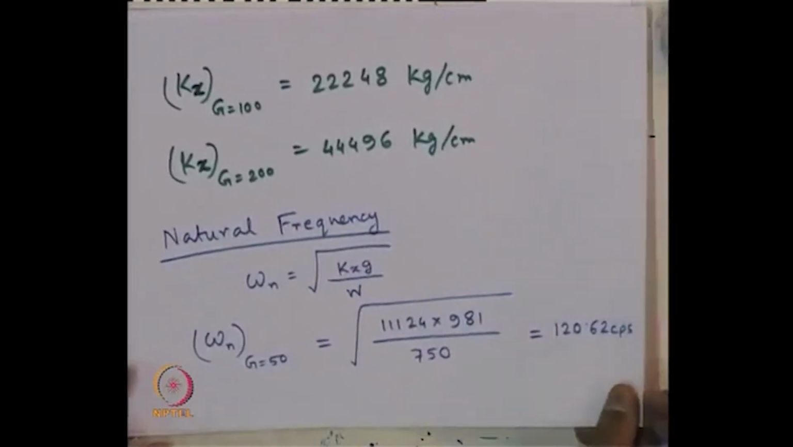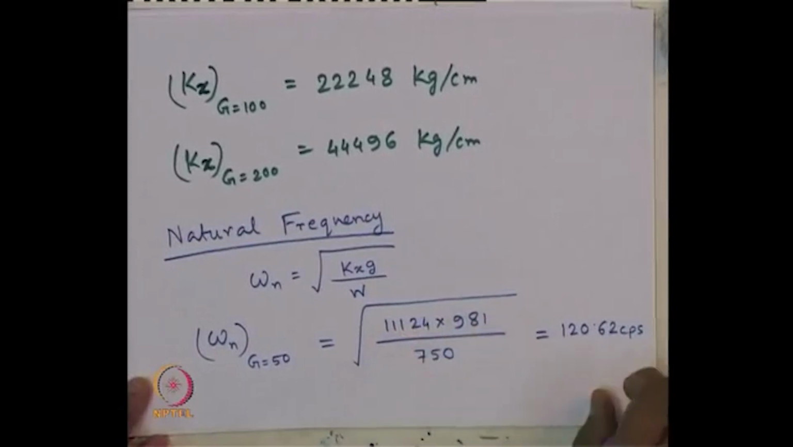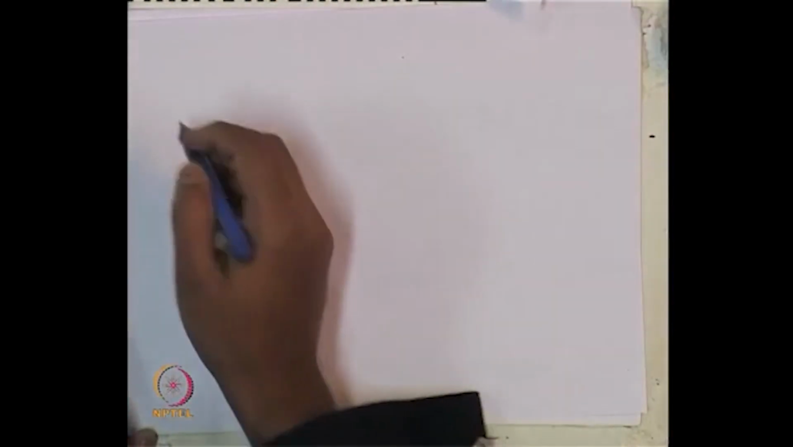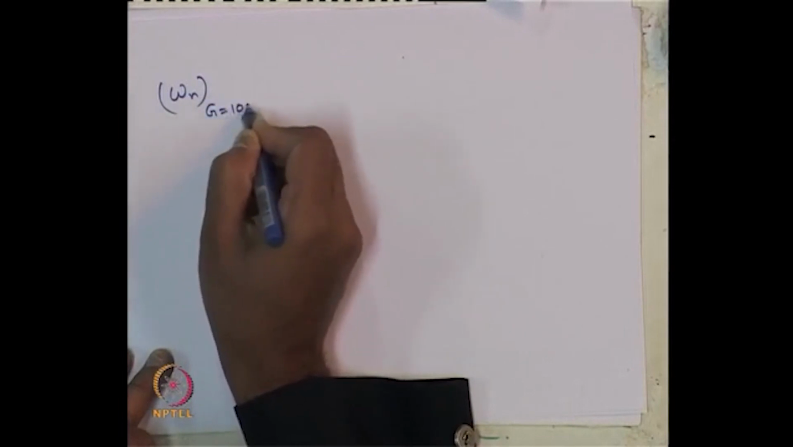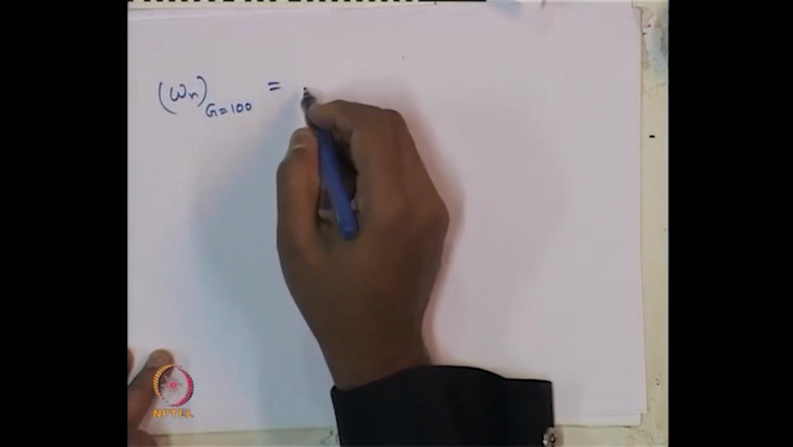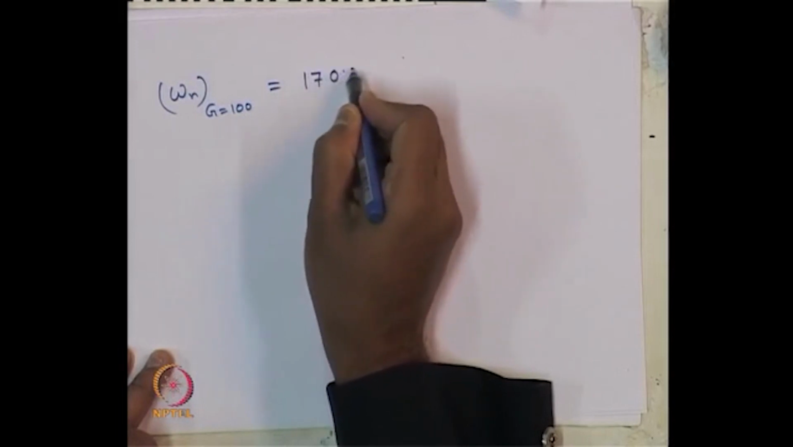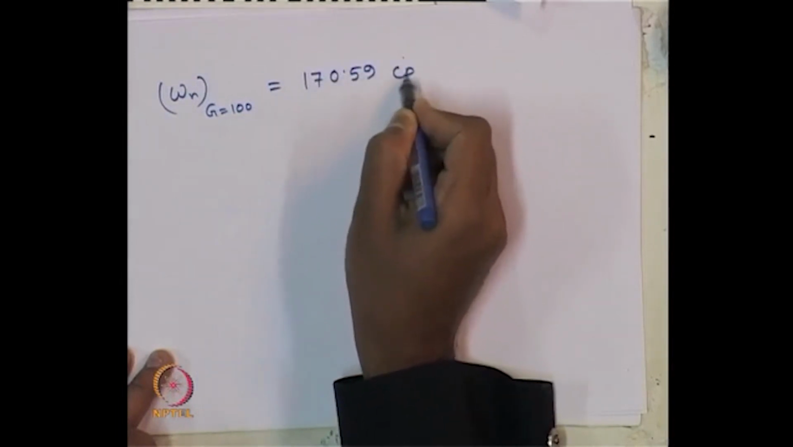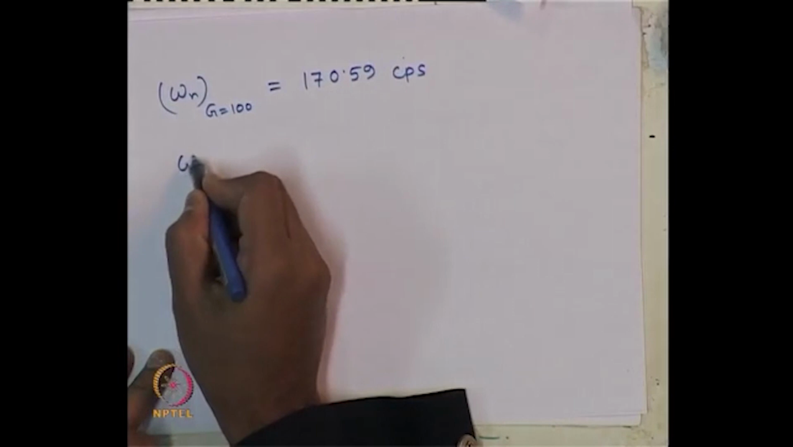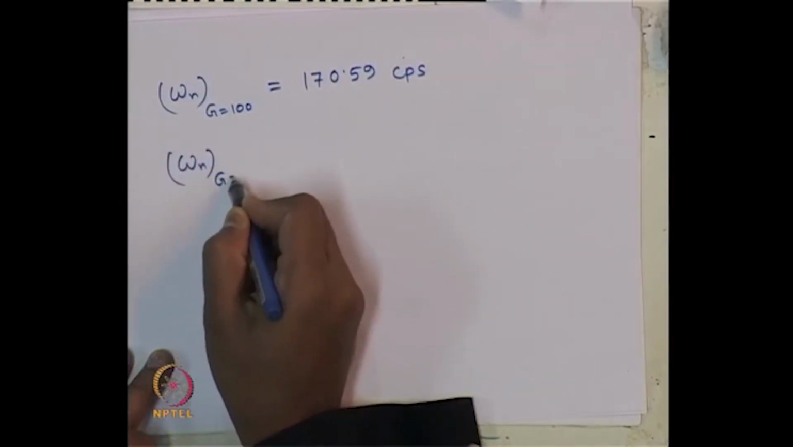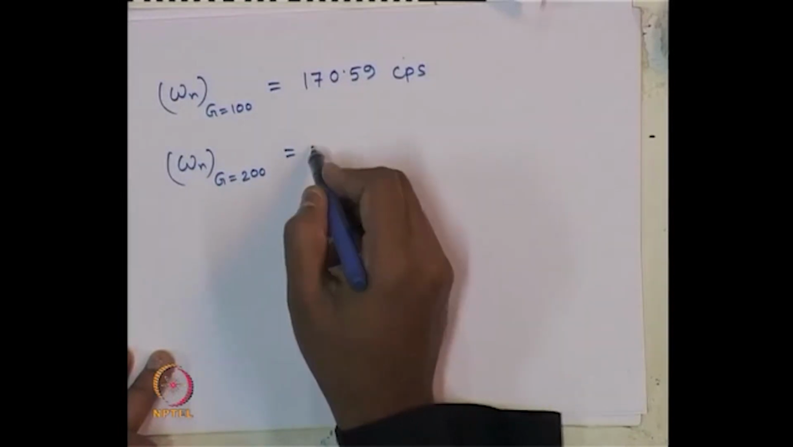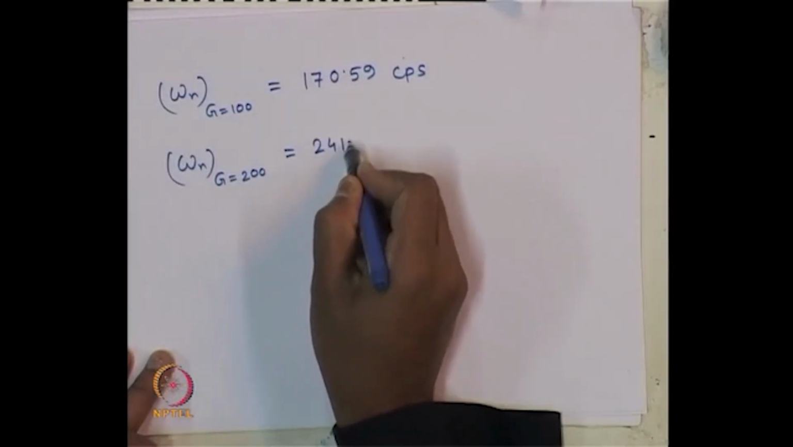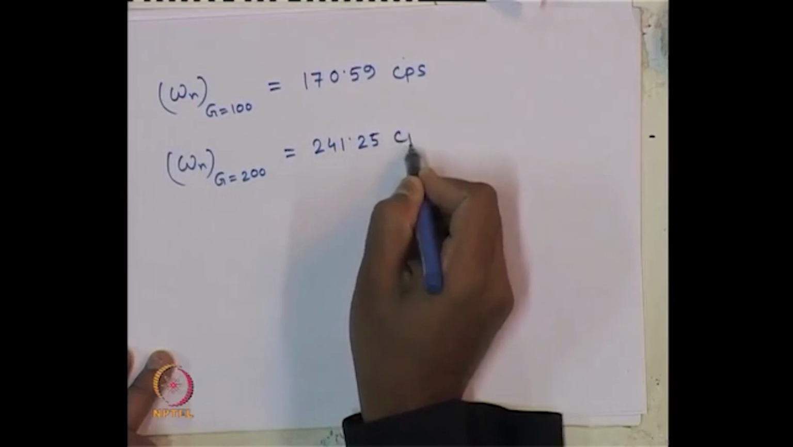Similarly, for the other two types of soil, only the K will change, the other two remain the same. So, omega n for G equals to 100, we are getting 170.59 CPS, and omega n for G equals to 200, it is coming how much? 241.25 CPS.